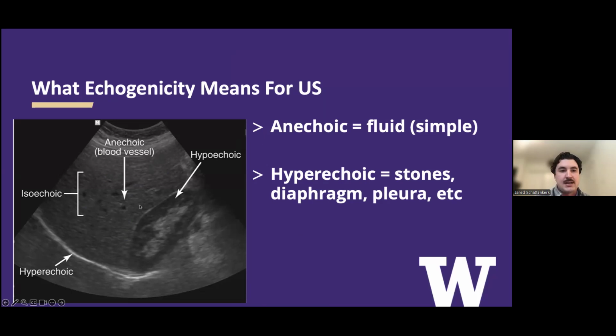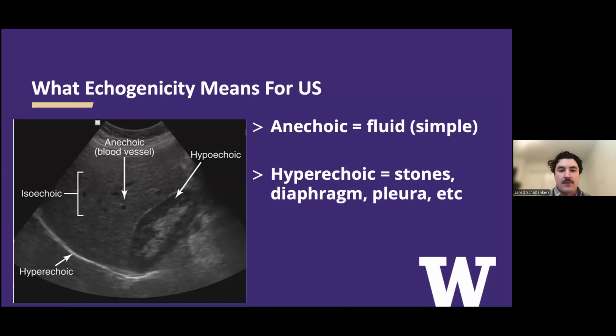So simple fluid, which you can see here, is anechoic. And then structures like the pleura or bone will be hyperechoic, or bright. And then other structures are delineated in different shades of gray.